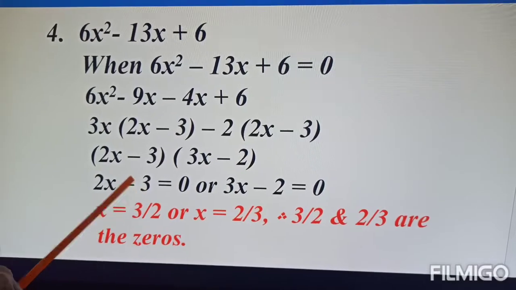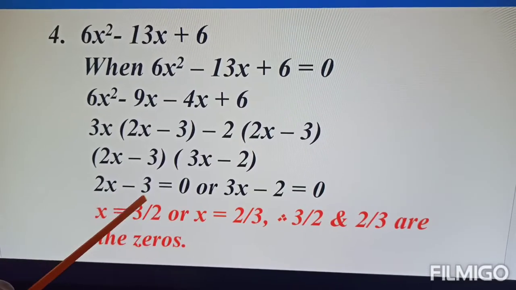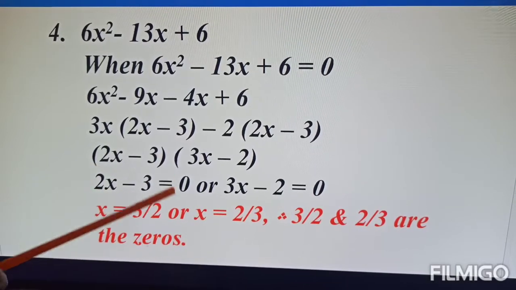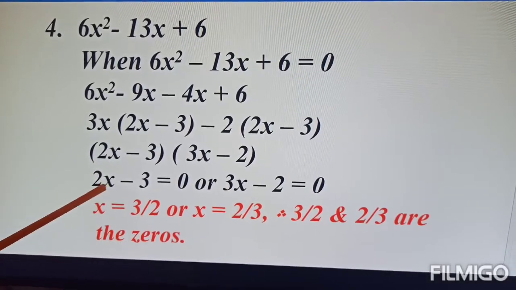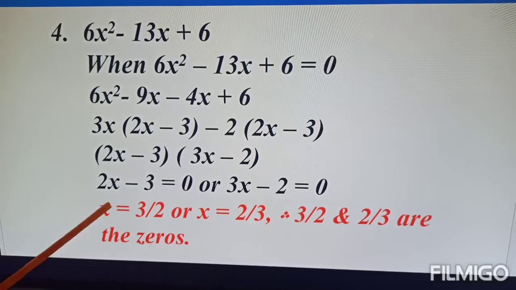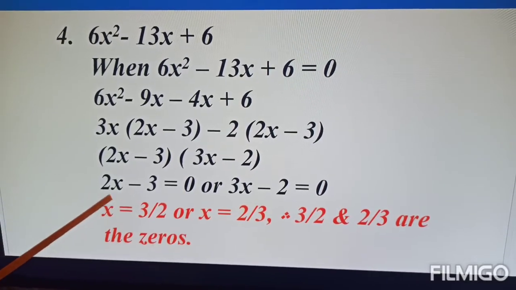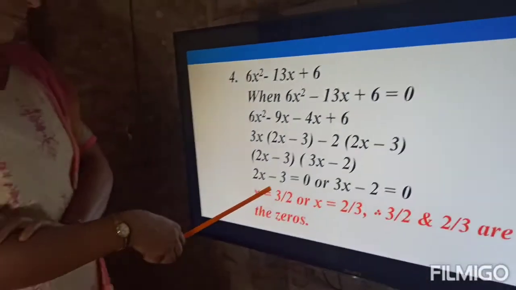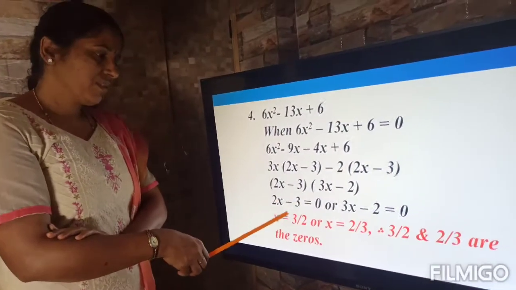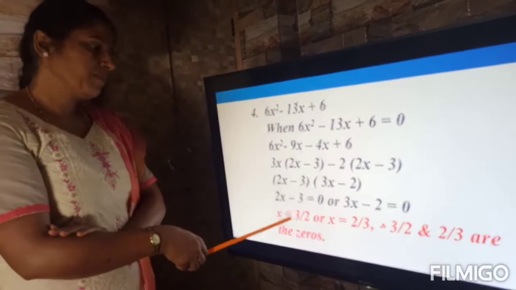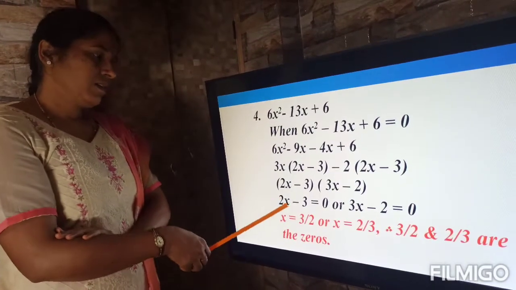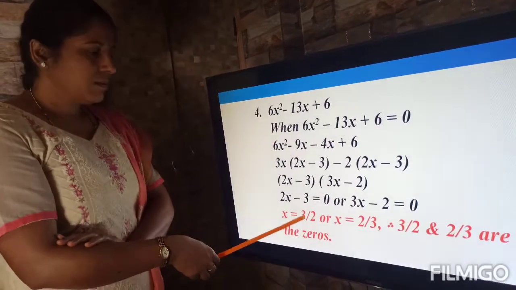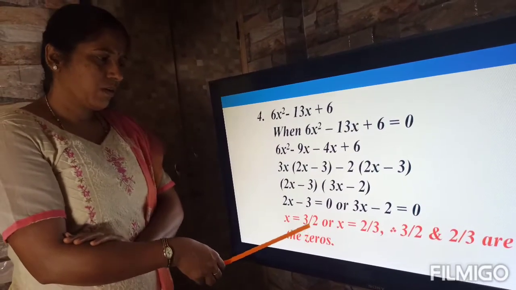Then this 3 transfers to the right side, it becomes plus 3, and this 2 coefficient also transfers to the right side, it becomes division. X is equal to, we need only the x value, therefore everything we have to transfer to the right side except x. First minus 3 transfers to the right side, it becomes plus 3, and this coefficient 2 also transfers to the right side, that goes down. 3 by 2. Okay.